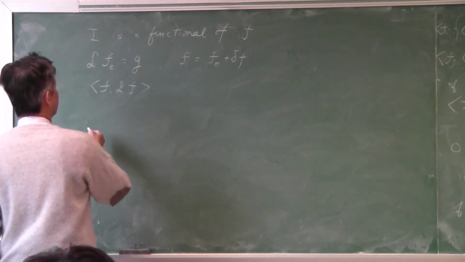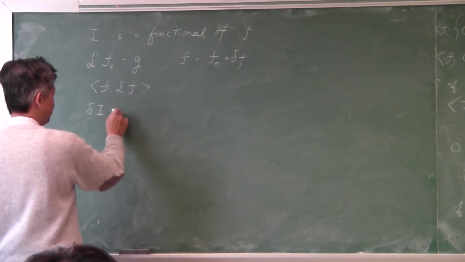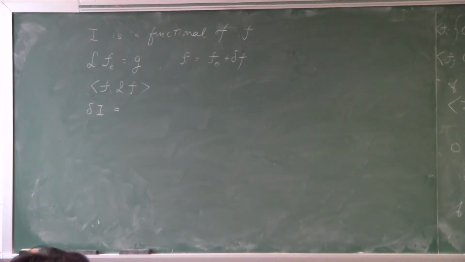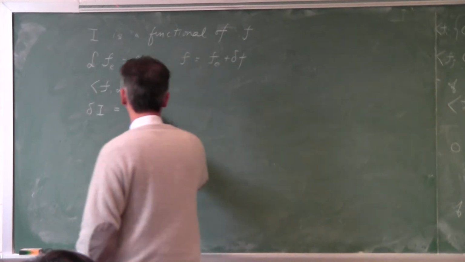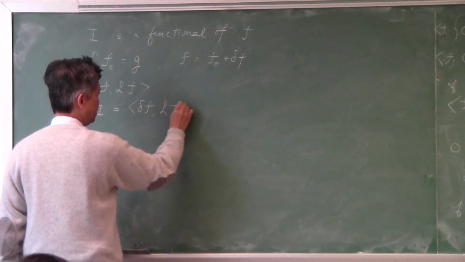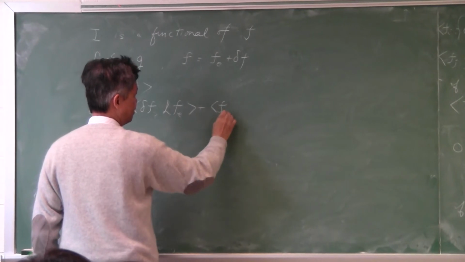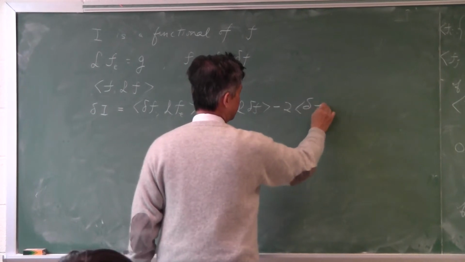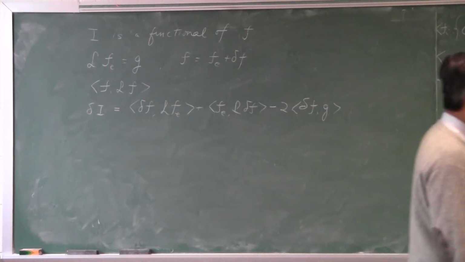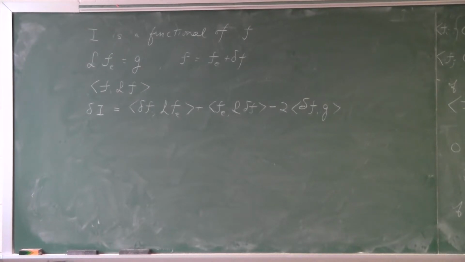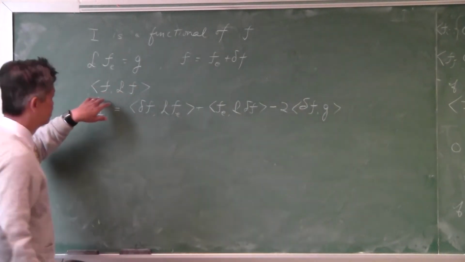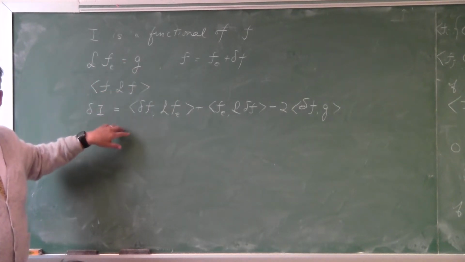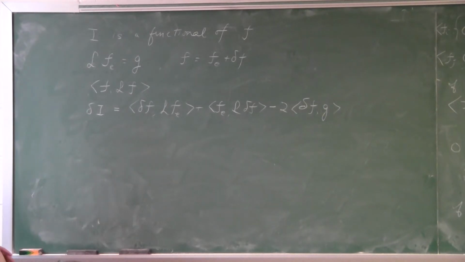And if you don't like to do the substitution, you can take the direct first variation. The direct first variation of this function with respect to a change in f using variational calculus is just equal to delta f L f exact plus f exact L delta f minus 2 delta f g. Okay, if you take the first variation of this equation, you get that equation. You can also do direct substitution and collect all the leading order terms and then cancel out the leading order term and get this. But I just take the first variation and get that.